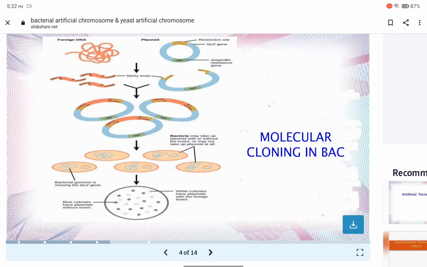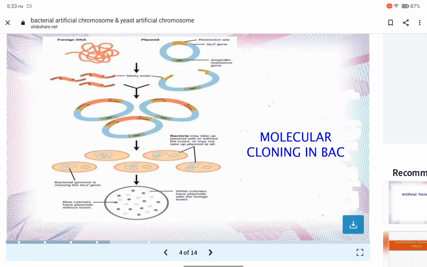Now the plasmid contains our gene of interest. Now here you can see the bacteria. Now we are placing the bacteria and trying to incubate the bacteria, and we're trying to insert this plasmid having a gene of interest inside a bacterium. So there are so many circumstances that can happen.